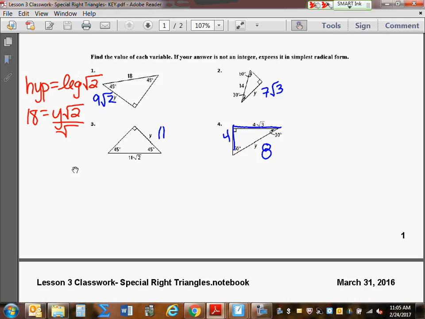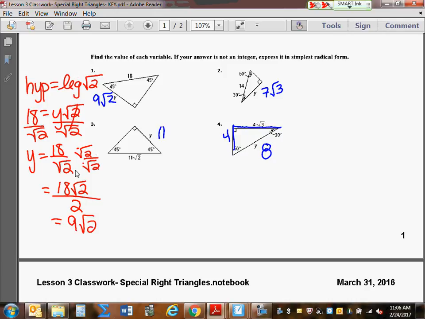Then you solve for y. Divide by root 2, divide by root 2. So y equals 18 over root 2. Cannot have that radical in the denominator, so multiply it on top and on bottom. So I get 18 times root 2 over root 2 times root 2, which is just 2. And these simplify to 9 root 2.